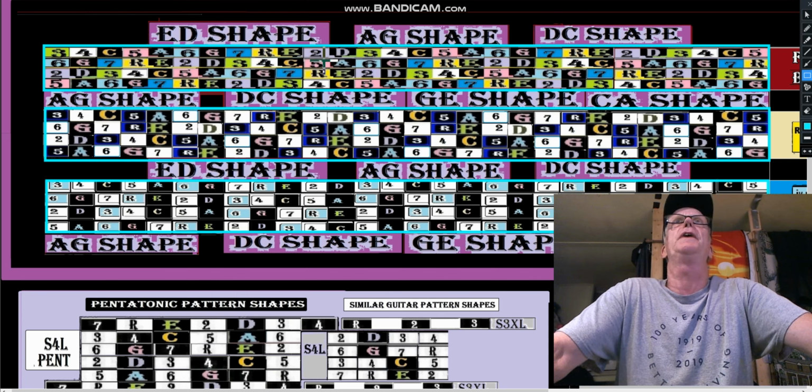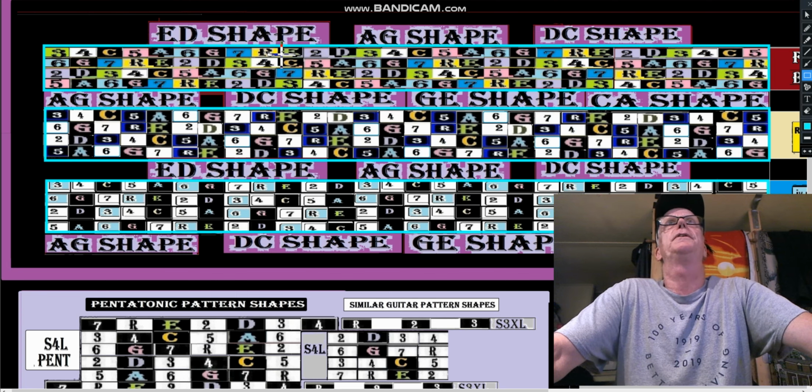So this is a 5th. If we want a 4th, we go down one. So this is a 4th interval on a violin. This is a 5th.